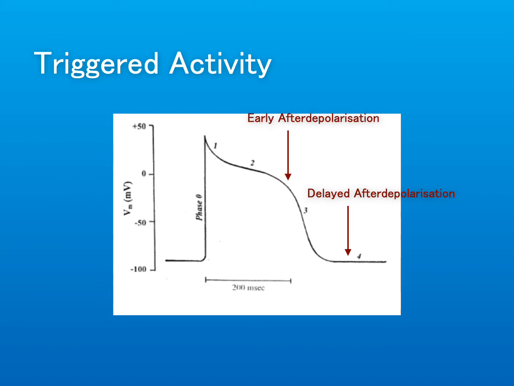Here you have oscillations in membrane potentials following the preceding impulse. They're called after depolarizations, early after depolarizations, or delayed. Principally, they are caused by a calcium overload within the cell. When one of these after depolarizations meets the threshold for activation, it can trigger an arrhythmia.